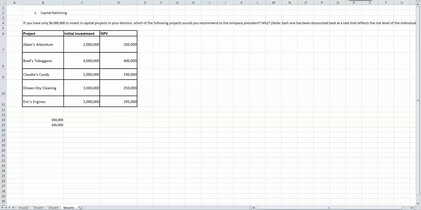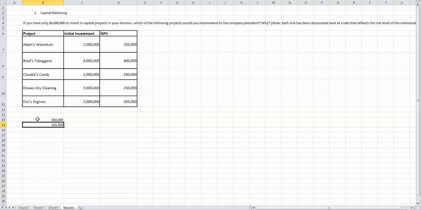In this example, we're going to talk about capital rationing. So if we were only given $6 million to invest in capital projects for our division, which ones would we actually go forward with? Well, if I have $6 million, I'm going to try to get the biggest bang for my buck out of that $6 million I possibly can. And that's why we have this column of net present values. And I can tell you that this is like the golden criteria that we always use. We want to maximize that NPV as best as we possibly can.